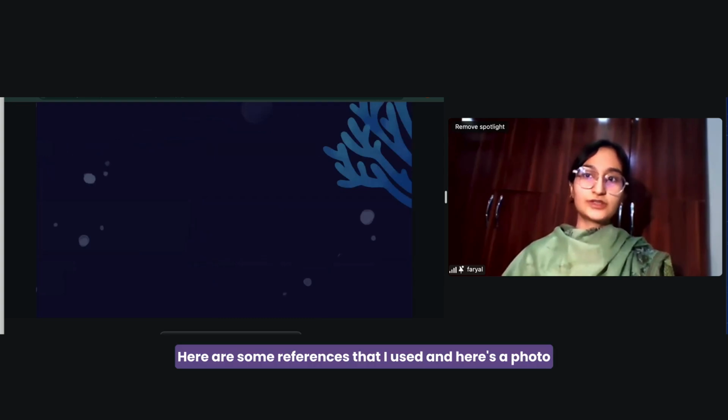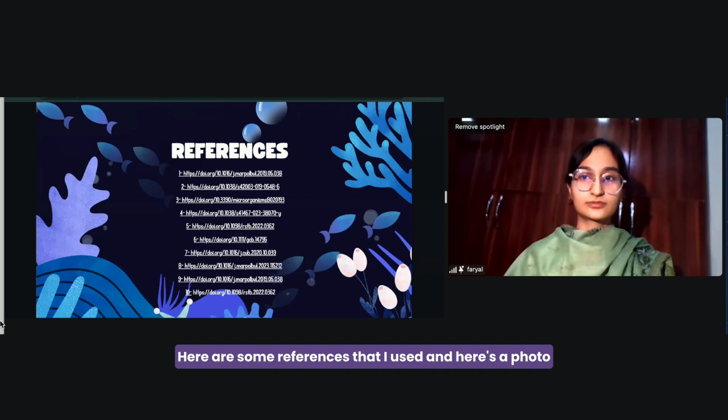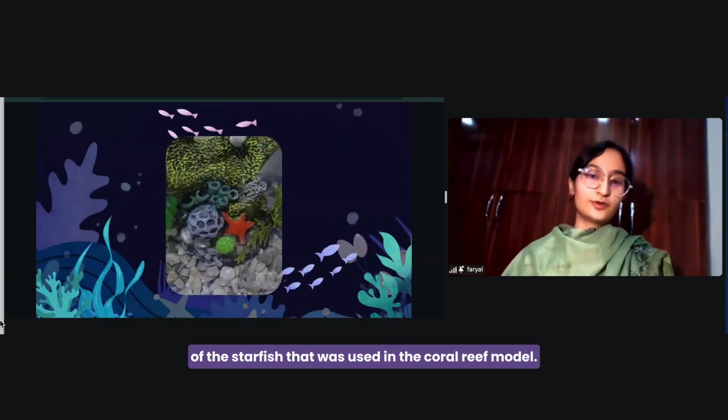Here are some references that I used. And here's a photo of the starfish that was used in the coral reef model.